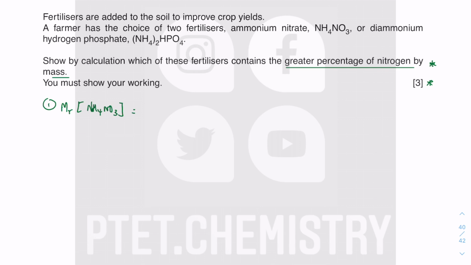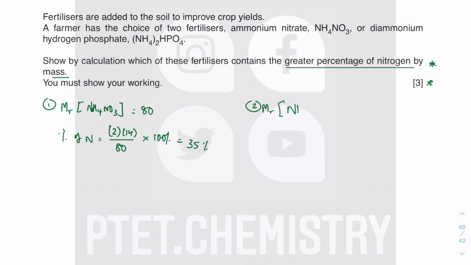So you should be able to key in your calculator 14 times 1 plus 4 times 1 plus 14 times 1 plus 16 times 3. So that gives me 80. And I should work out the percentage of nitrogen by mass. So there are 2 nitrogen, because 1 is in the ammonium and 1 in the nitrate. So there's 2 times 14 over 80 times 100%. So that gives me 35% by mass of nitrogen in ammonium nitrate. And I'll work out the next one.